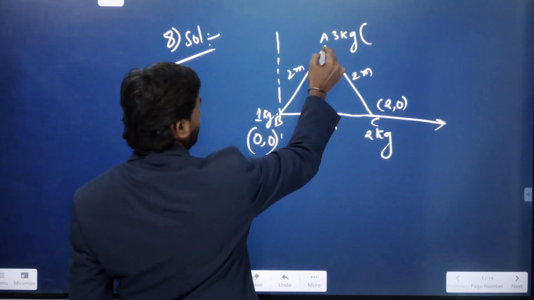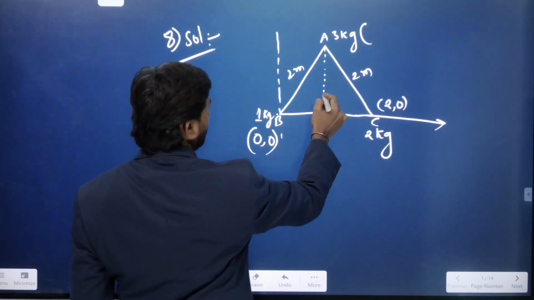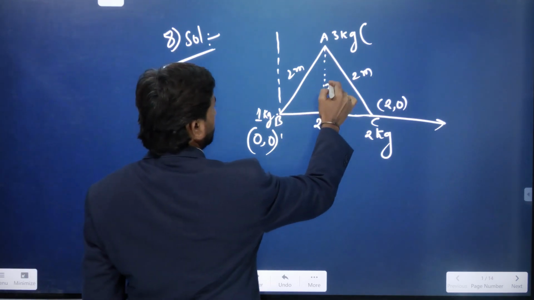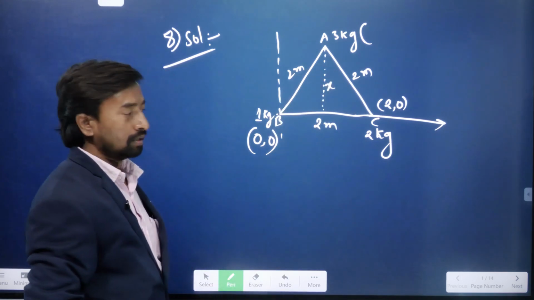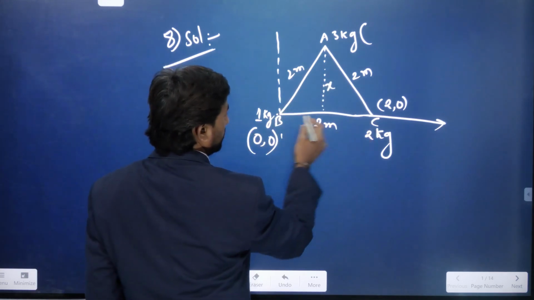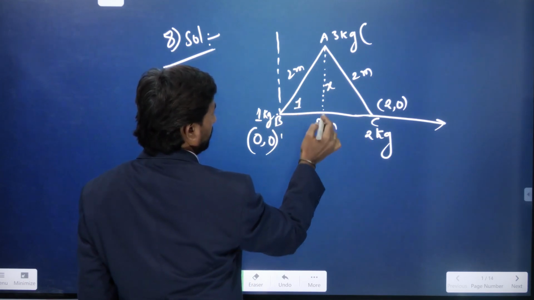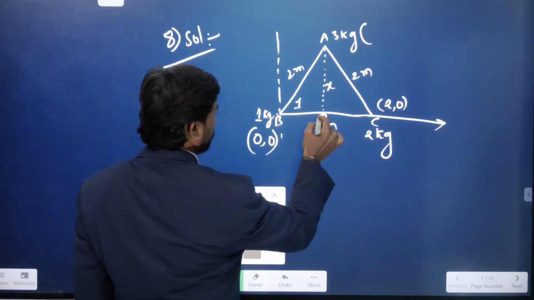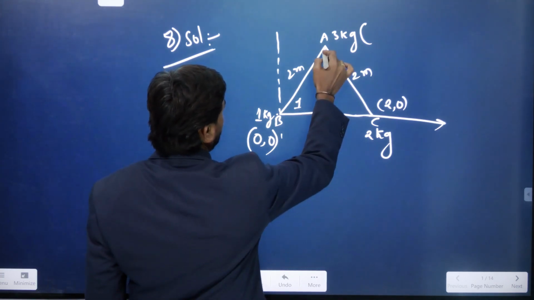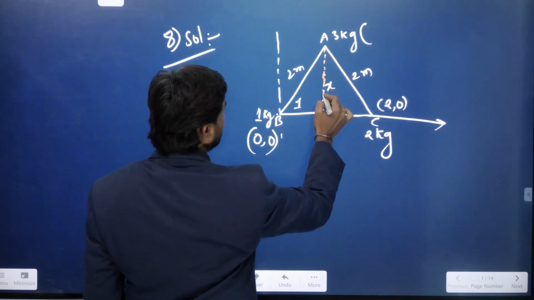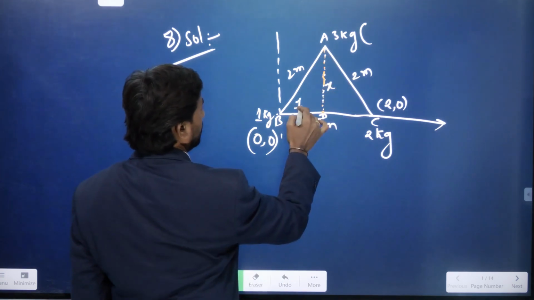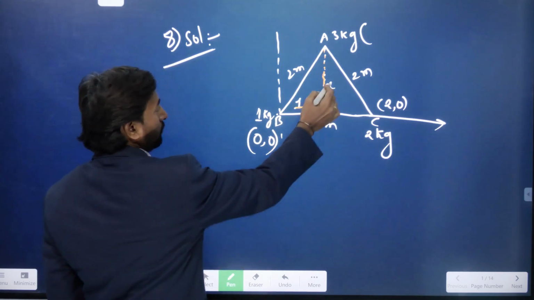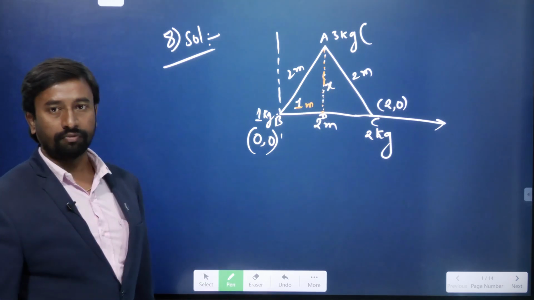So how to find out? Let us consider this height as x, and this side is 2 meters and this will become 1 meter. Now let us consider this point as D. Now BD is 1 meter, and we need to find this one. So by using the Pythagoras theorem, we can find out the distance there.